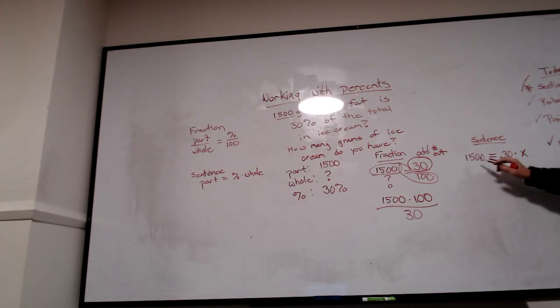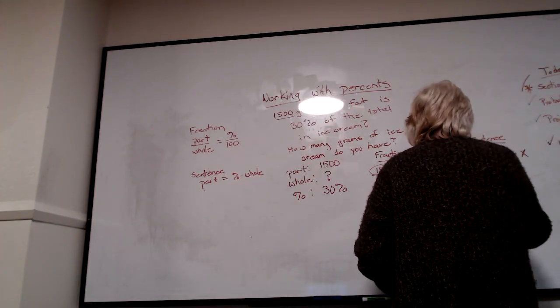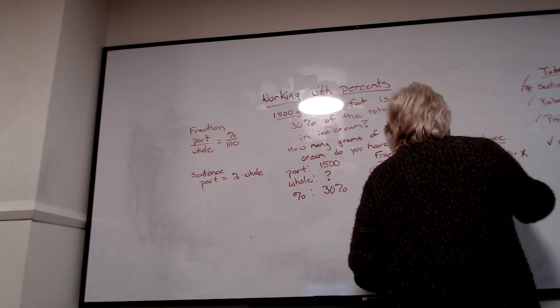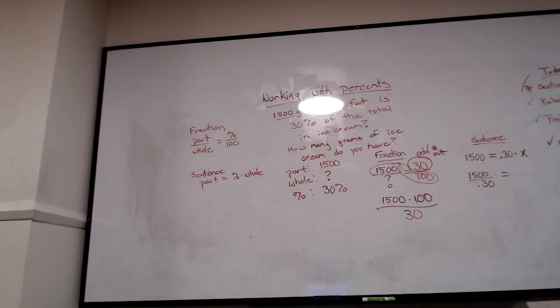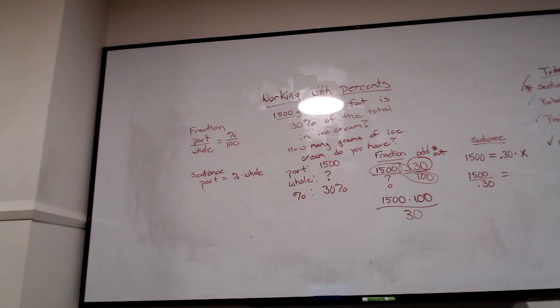Yes, and to get that answer, I need to divide 1,500 by 0.30, because division and multiplication are inverse operations. If I want to know what's multiplied by 0.3 to get 1500, I take 1500 and divide it by 0.3, and that will give me what it is. So either of these ways of doing this is exactly the same. You'll get the same answer.